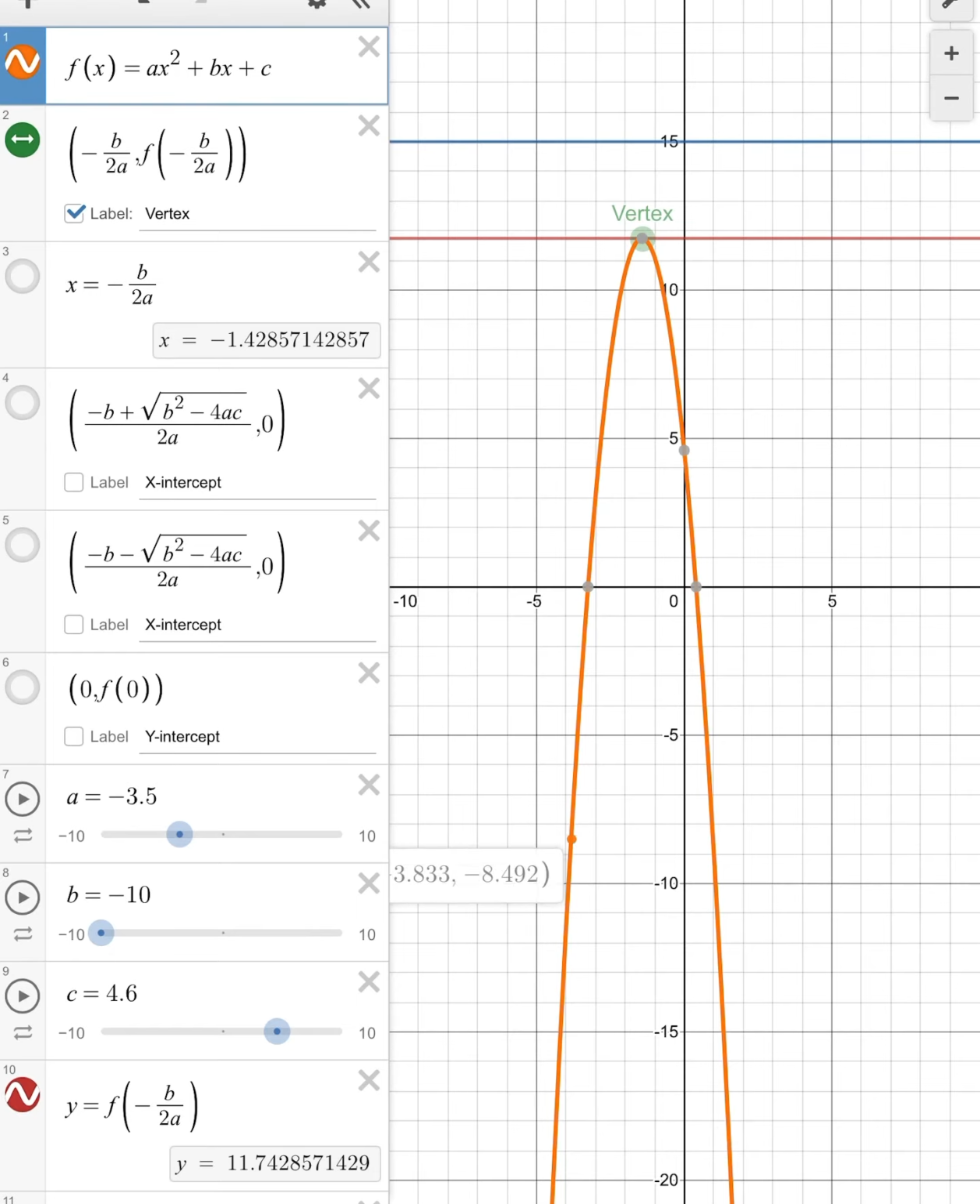Sorry. That's the best I can do. That's the highest value in terms of y that I can get. The highest output, the maximum value, is that vertex right there. So that's a little bit about domain and range.